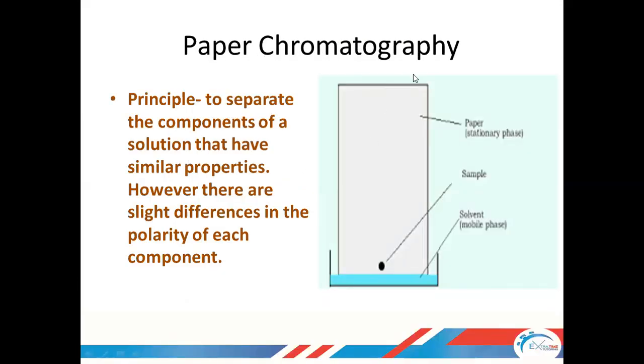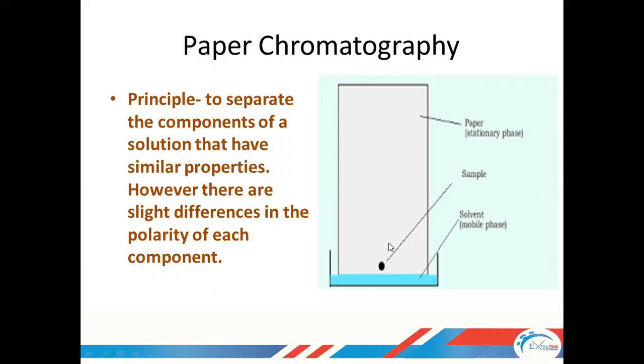Then we have paper chromatography. Paper chromatography is a technique that is used to separate the components of a solution, and the components have very similar properties. However, they do have slight differences in their polarities. So the only difference that we have between the particles in a solution that we use paper chromatography to separate is that they have slightly different polarities, and we're going to make use of that difference in polarity.